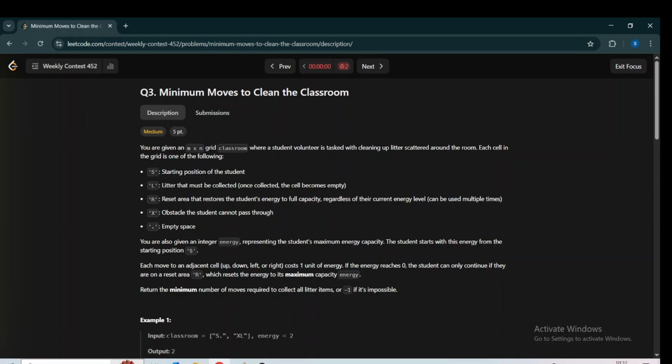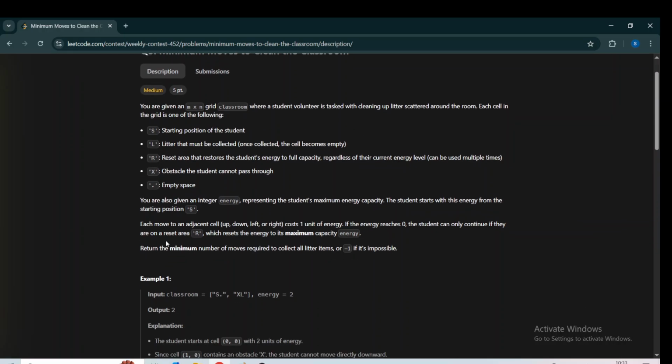The grid can contain different characters. One possible character is S, which means the starting position of the student. L means litter that must be cleaned. R means reset. X means there is an obstacle, and dot means there is an empty space. Now, how this is changing, I will take one example and make you understand.